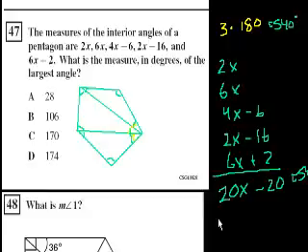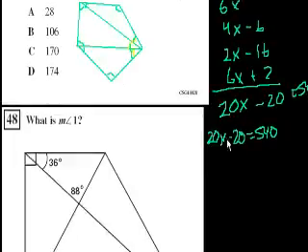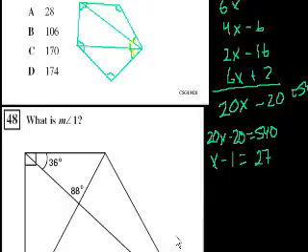I know you can't see that 540. Let me write it again. 20x minus 20 is equal to 540. Let's divide both sides of this equation by 20. So you get x minus 1 is equal to, let's see, 54 divided by 2, which is equal to 27.